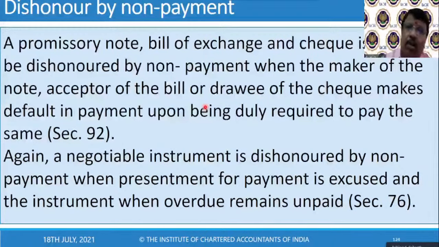A promissory note, bill of exchange or check is to be dishonored by non-payment when the maker makes default in payment. Okay?